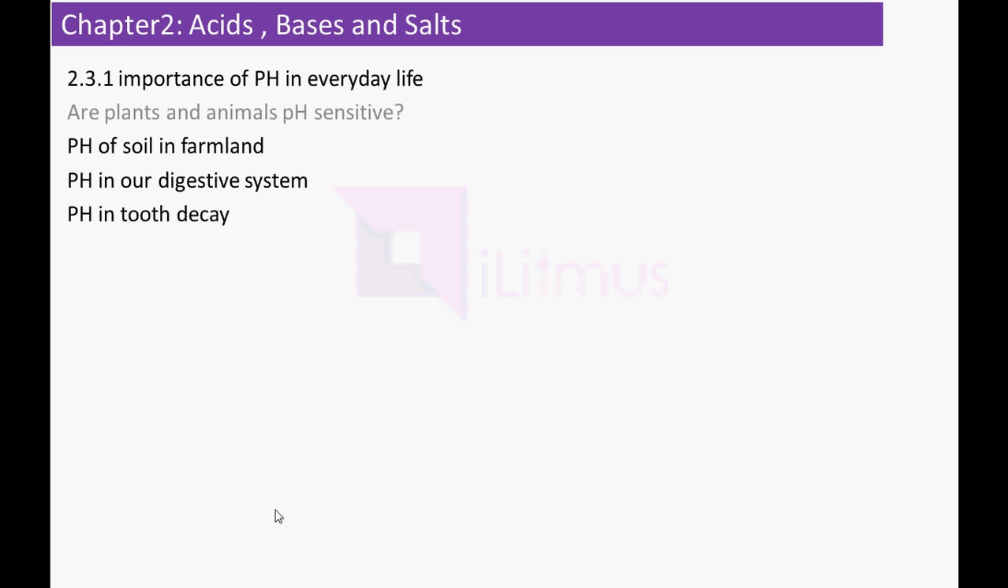pH in tooth decay. Generally in our mouth, when there is some food or sugary content, it is broken down and acidity increases in our mouth. The mouth becomes acidic. It is a huge problem, and this is the real thing behind our tooth decay. This is a very important thing to understand.